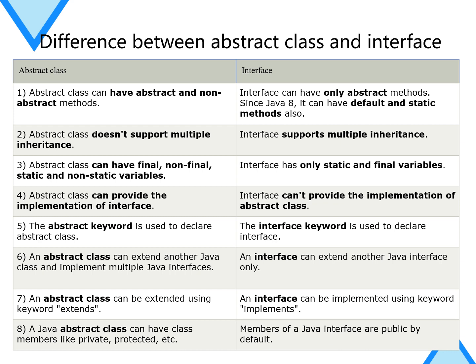The abstract keyword is used to declare an abstract class, while the interface keyword is used to declare an interface. An abstract class can extend another Java class and implement multiple Java interfaces. An interface can extend another Java interface but cannot implement an abstract class. An abstract class can be extended using the keyword extends, but an interface can be implemented using the keyword implements. In Java, an abstract class can have class members like private and protected. Members of a Java interface are public by default. If we don't use any access modifier, then it will be public by default.